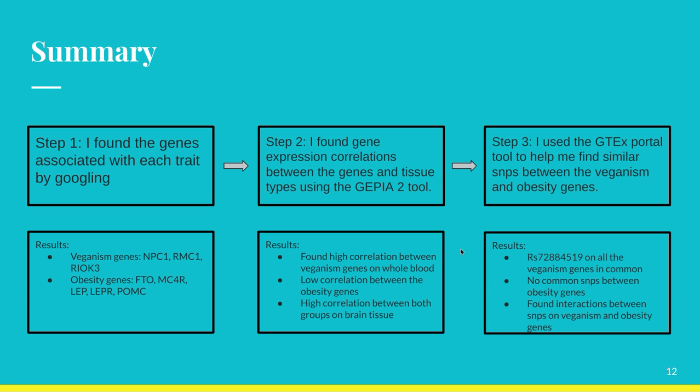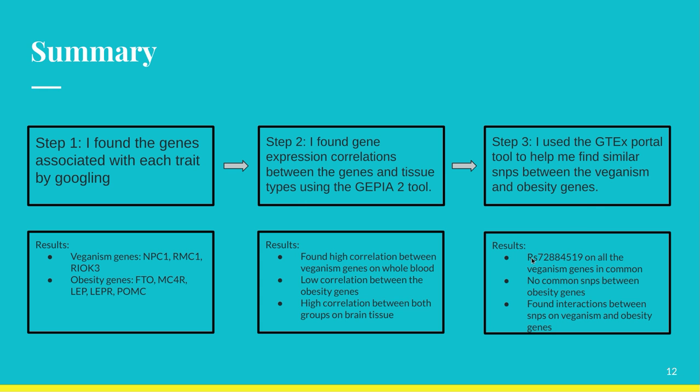Summary. So first, I found the genes associated with each trait by Googling them, and these are my results. Then I found gene expression correlations between the genes and tissue types using the GPA2 tool. I found high correlation between veganism genes on the whole blood, low correlation between the obesity genes, and high correlation between both groups on the brain tissue. Then I used the GTEx tool to help me find similar SNPs between the veganism and obesity genes.